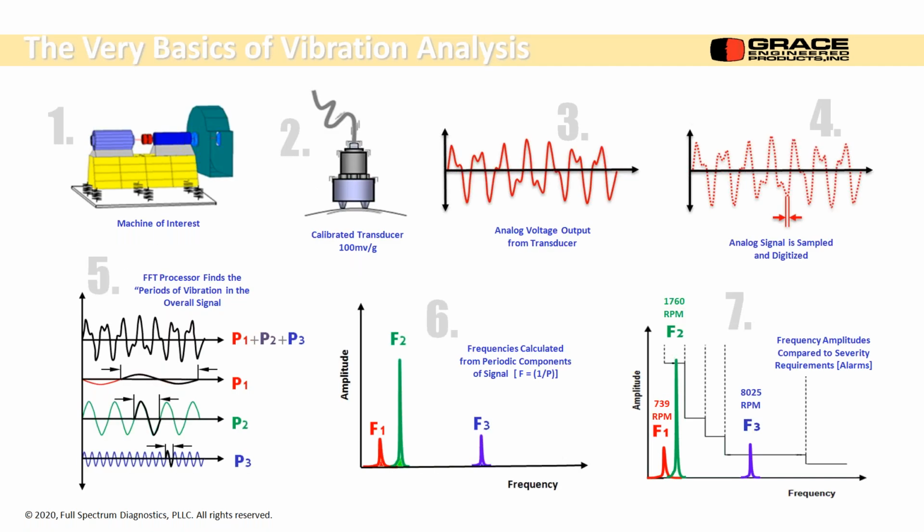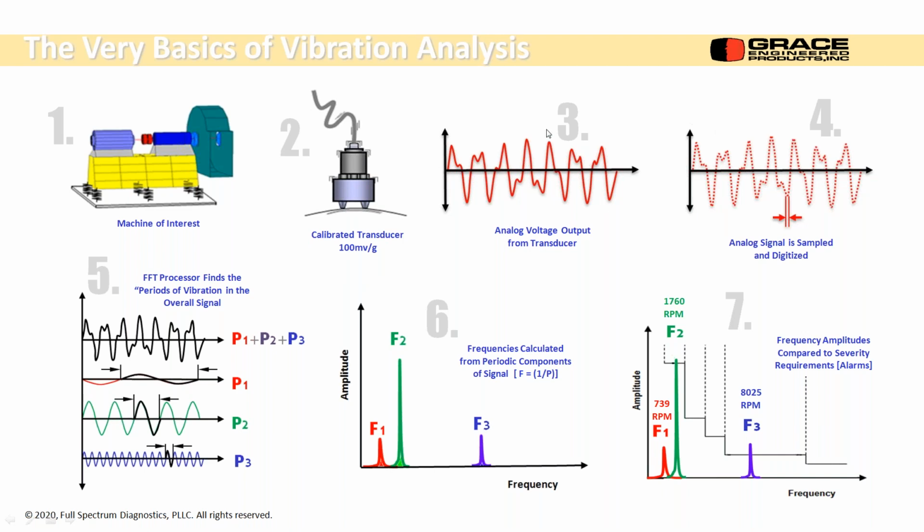Okay, the overview, the very basics, we have the machine of interest. So we're going to choose a machine, and knowing the machine's important when you're setting up your database, because each machine has a different allowable vibration level based on its design. Okay, they're not all the same. We're going to put our transducer on it. This is a calibrated transducer. You see something like 100 millivolts per G. That's typical. That will give us a value that means something.